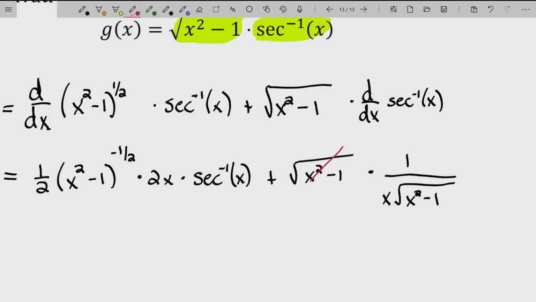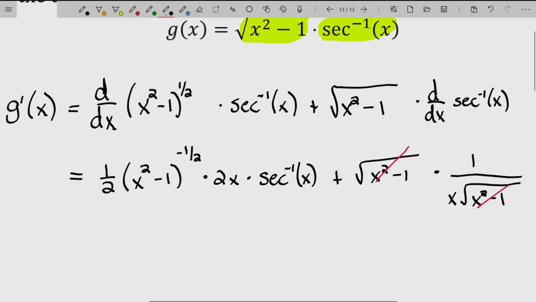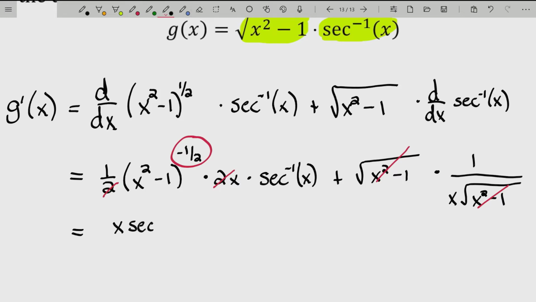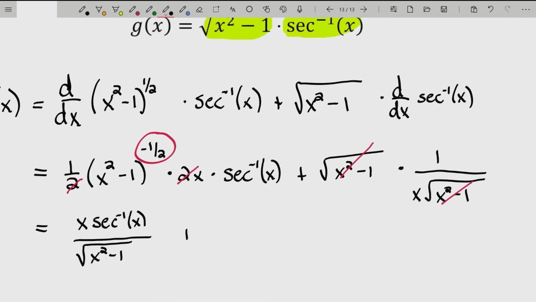Notice how beautiful this is. The square roots of x squared minus 1 cancel. And we now have, let's see, also these 2's cancel, don't they? All right. And also this negative 1/2 just parks that square root downstairs. So this is going to be an x secant inverse of x all over the square root of x squared minus 1, and then plus 1 over x.